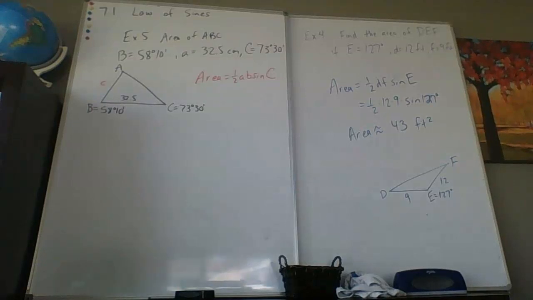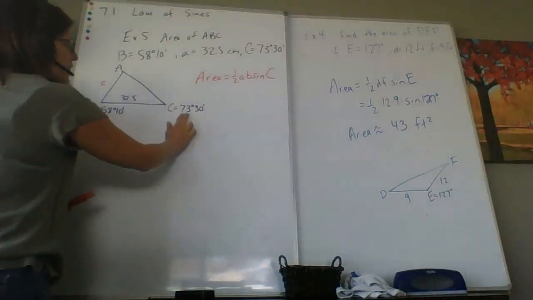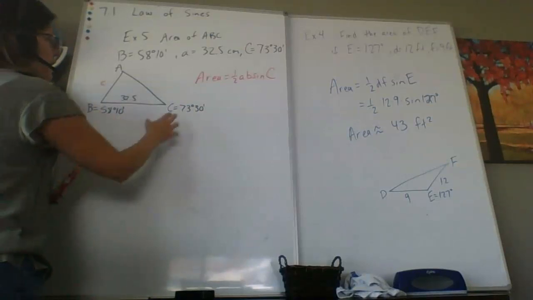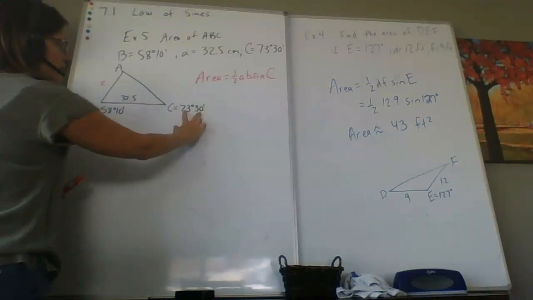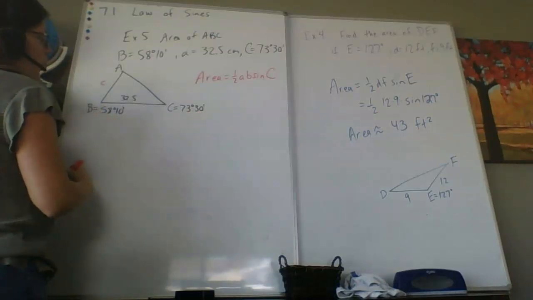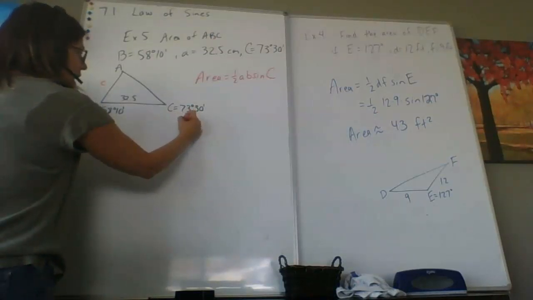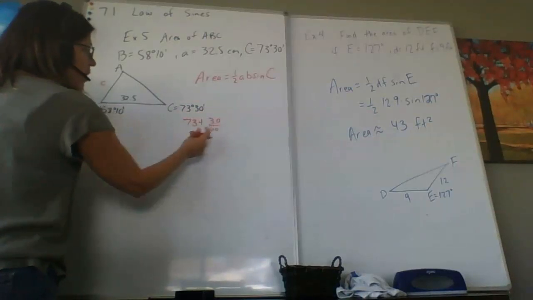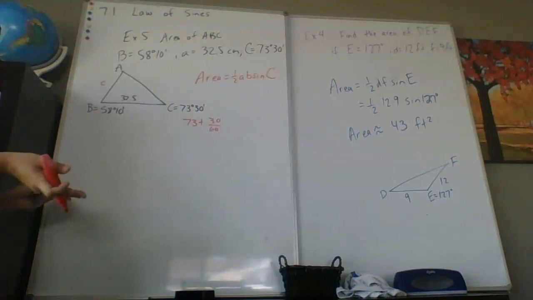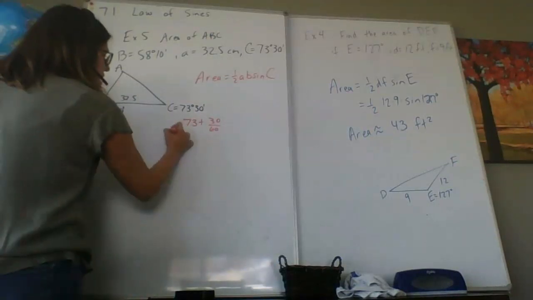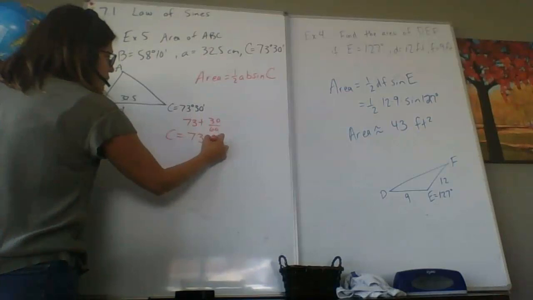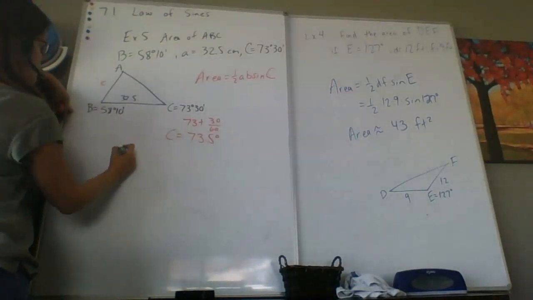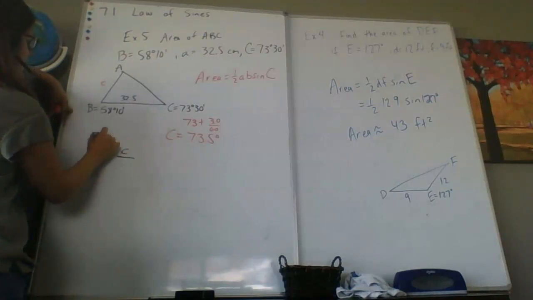One thing I want you to notice is that we now have degrees and minutes. In order to convert minutes into degrees, we can simply put into the calculator 73 plus 30 out of 60. But notice that 30 out of 60 is just a half. So C is also the same as 73.5 degrees. Now let's set this up. Using the law of sines, we will find side C.